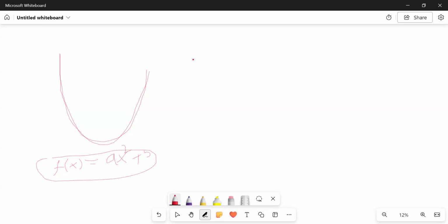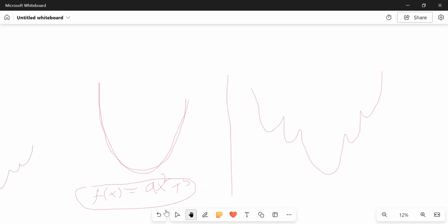Okay, this is one graph. Let's suppose I have another graph, which is like this, like this, like this, like this, like this. Okay. So the first kind of graph, this kind of graph is called convex. There's a concept called convexity. Do you know that? Convex. No, I don't know. Convexity or convex.